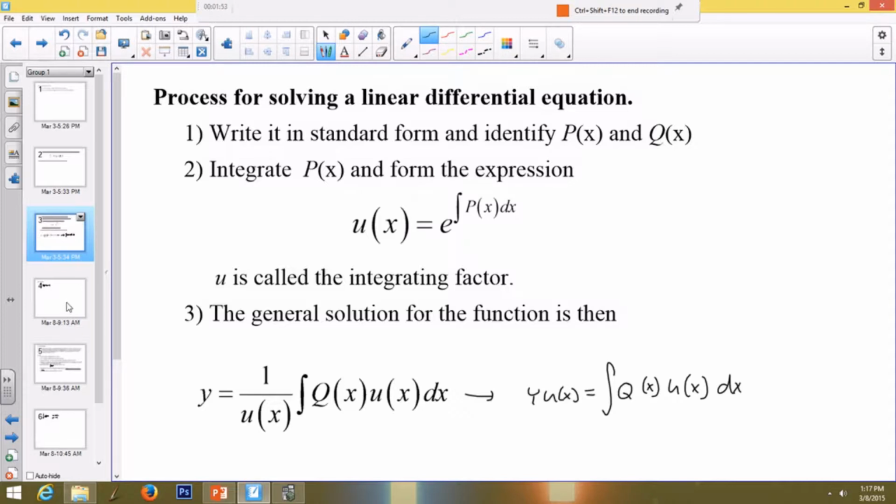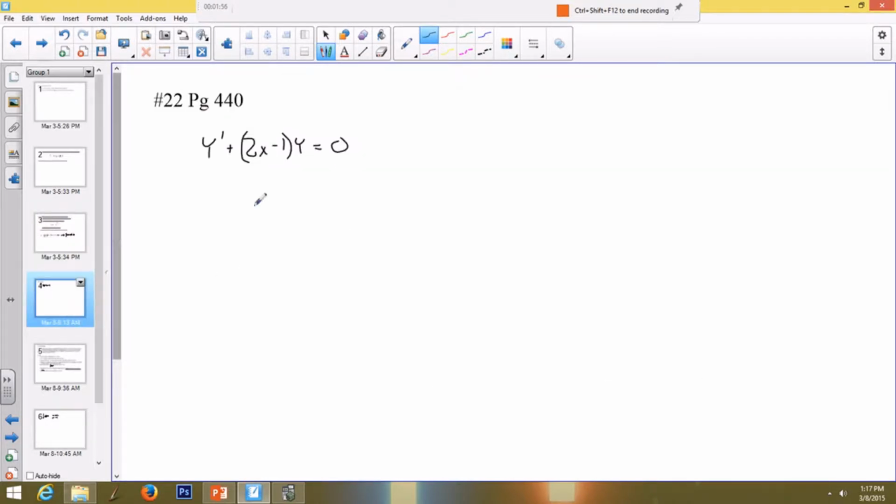All right, so let's take a look at my first one right here, and I'm going to write this a little bit better. So it is number 22 from page 440, and the equation is y prime plus 2 times (x minus 1) times y is equal to 0. Now this one is a fairly simple problem, and you can see that it fits that form that I had on the last page of notes, where this is going to be my p of x, and this thing right here is going to be my q of x.